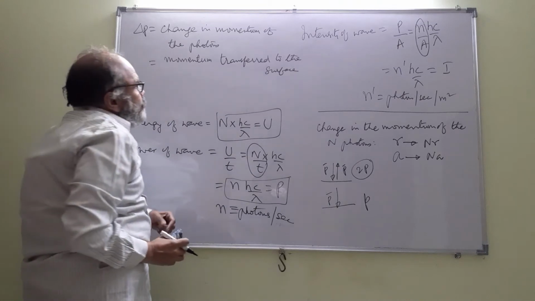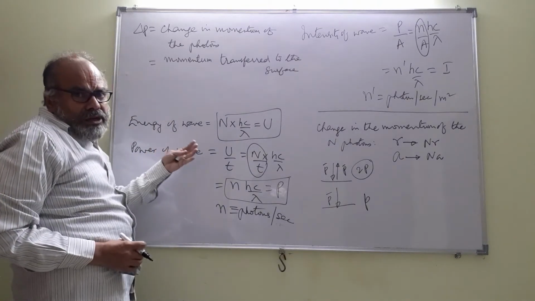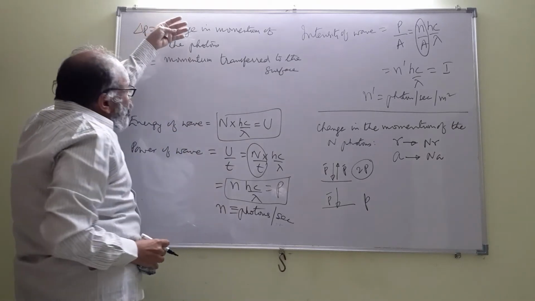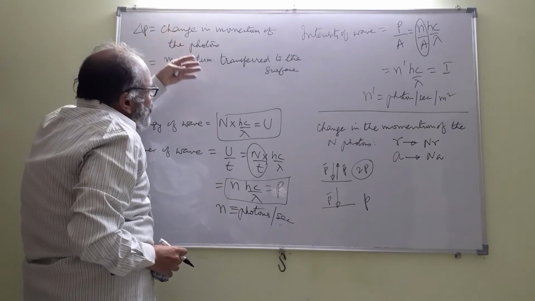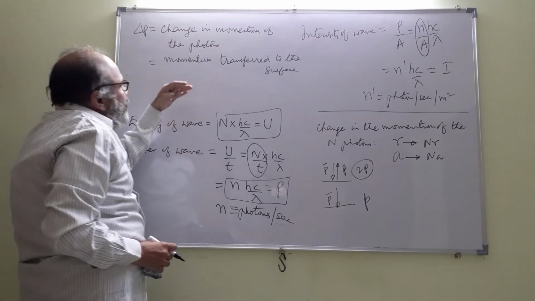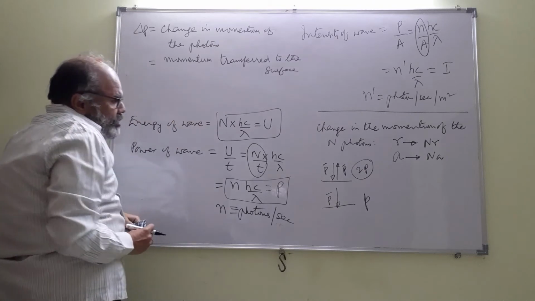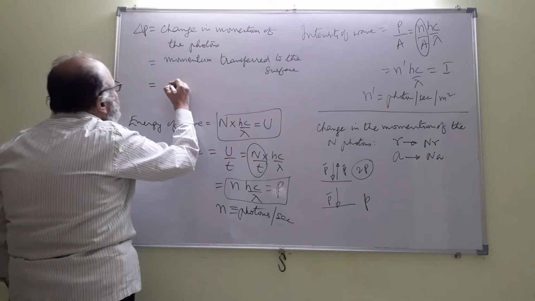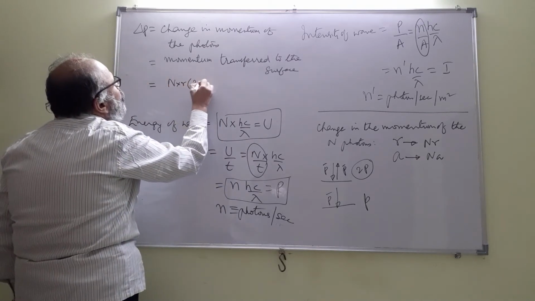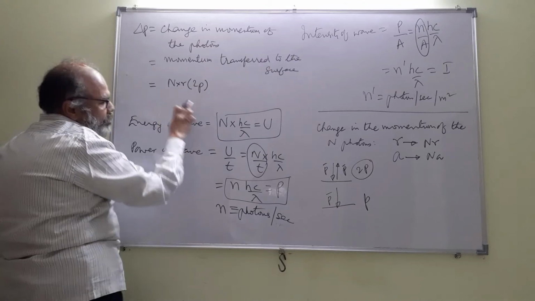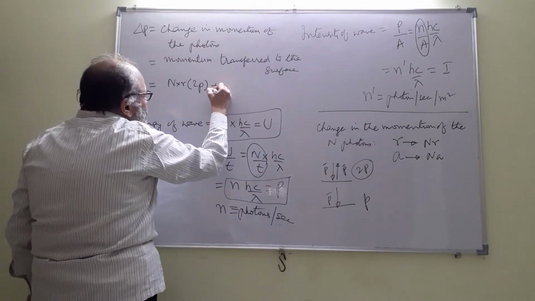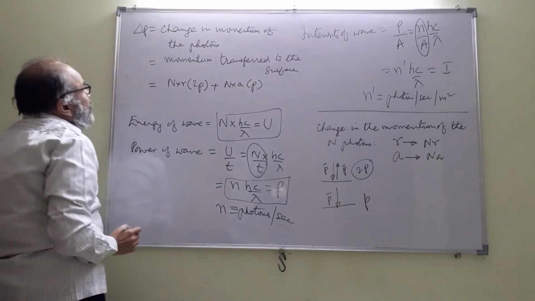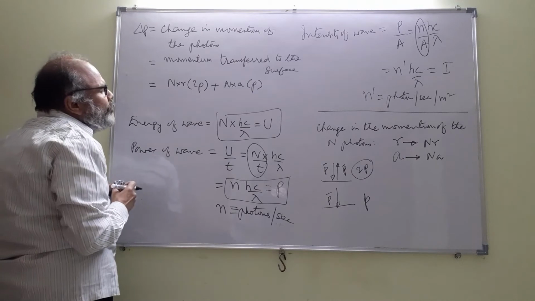Yes? Because momentum would be conserved, the net force is 0. So whatever is the change in momentum of the photons, that will be the change in the momentum of the surface as well, and hence that is the momentum transferred to the surface. So this will be n into r into 2p for the reflected photons plus n into a into p. That will be the change in the momentum of the photons.